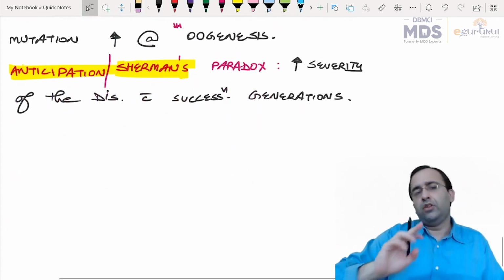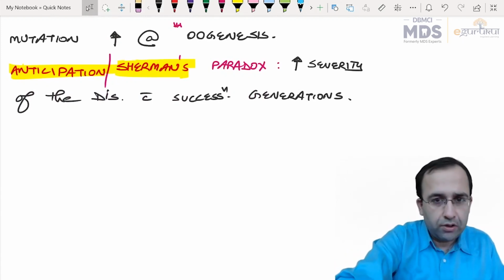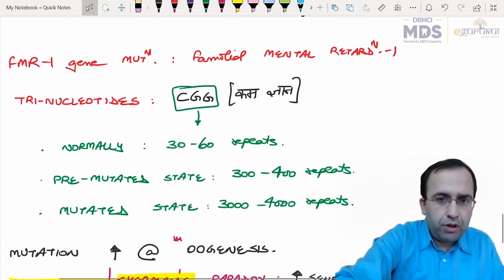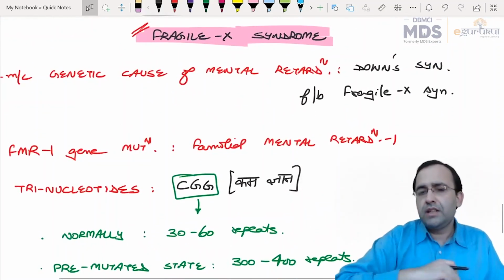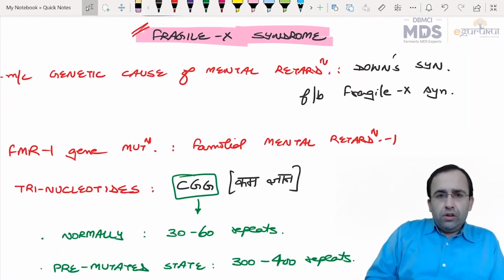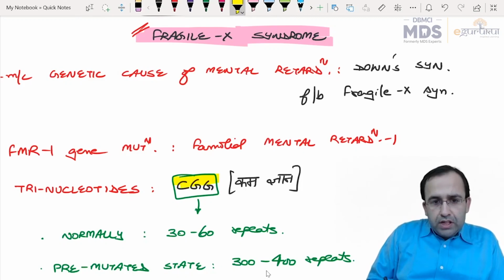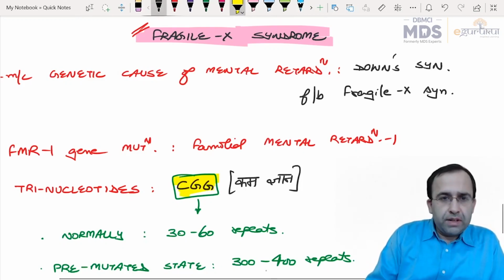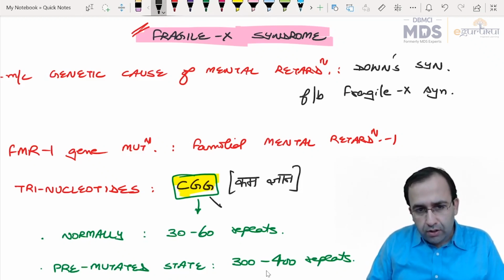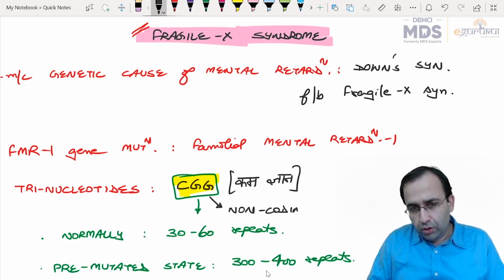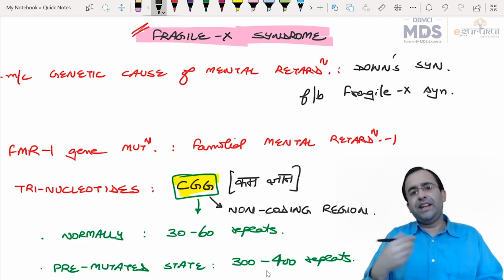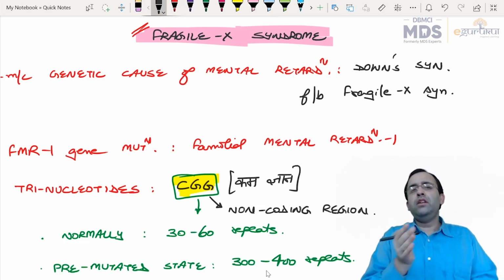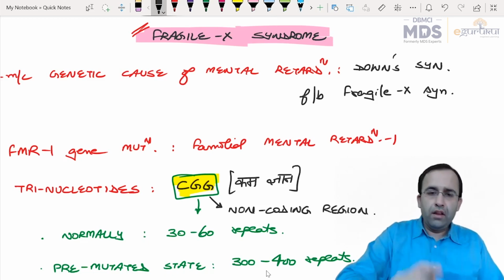This was trinucleotide repeat disease, Fragile X syndrome. Next, let's see one more point. We are doing Fragile X. The trinucleotides which were getting repeated in Fragile X were CGG. Where are these trinucleotides present? These trinucleotides CGG are present in the non-coding region.